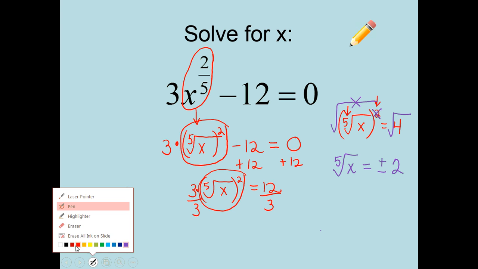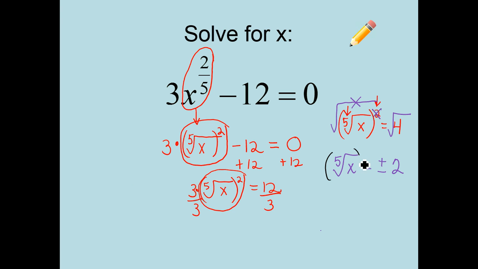Now I can get rid of that 5th root by taking everything to the 5th power. The 5th root and the 5th power cancel, and I'm left with x equals 2 to the 5th power, which is 32, with my plus or minus. To make sure this works, I would type it into my calculator: 32 to the 2/5 power. That's the 5th root of 32, which is 2, squared, which is 4, and 4 times 3 is 12, and 12 minus 12 is 0. So the positive 32 works.